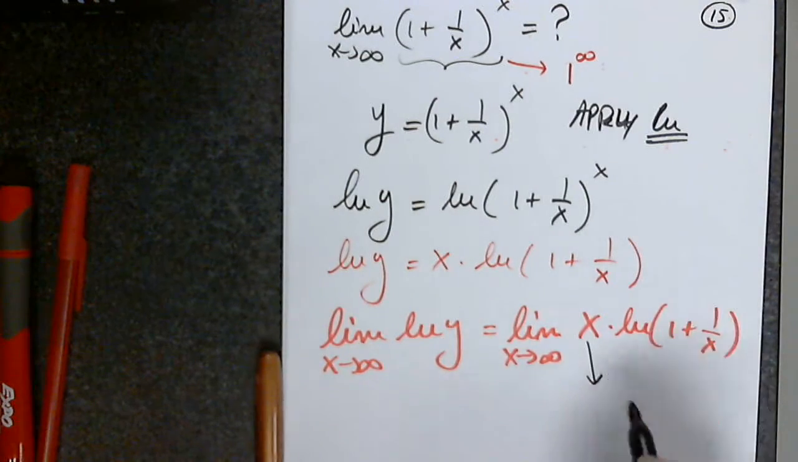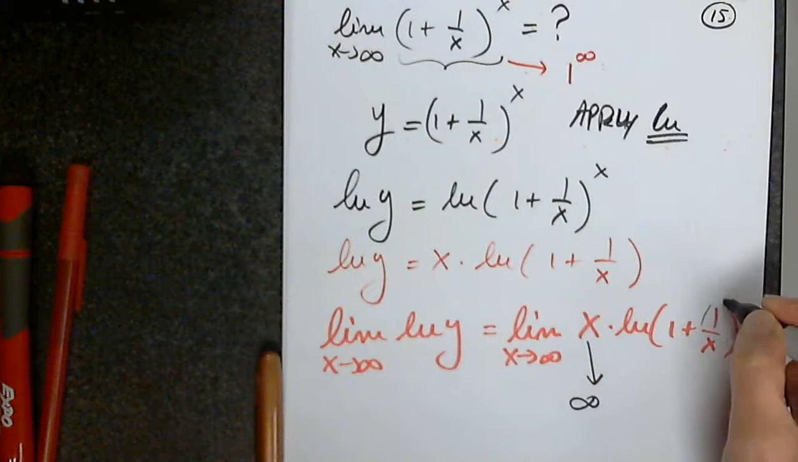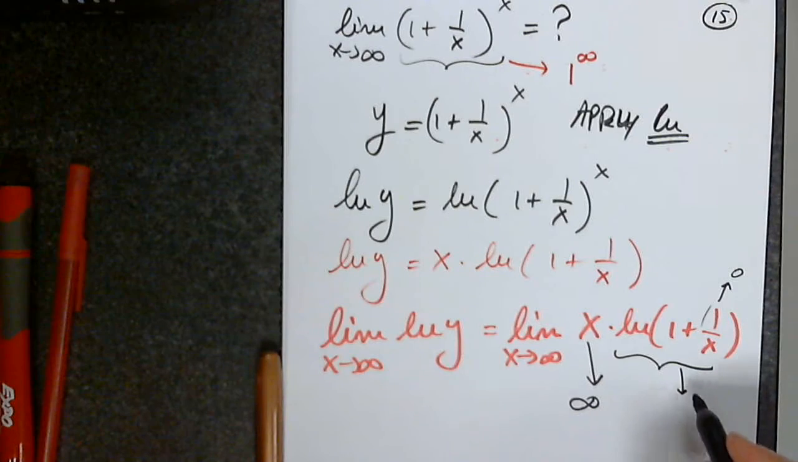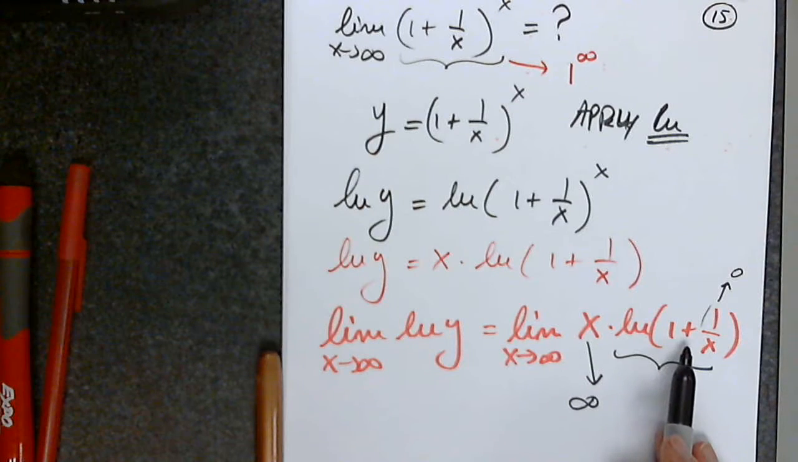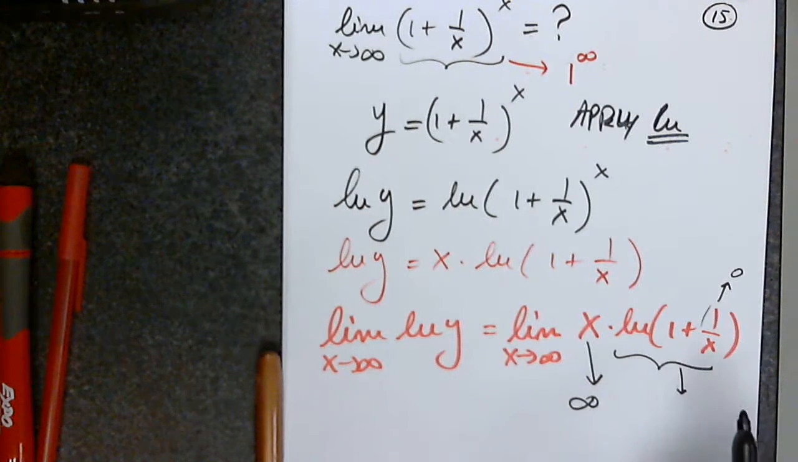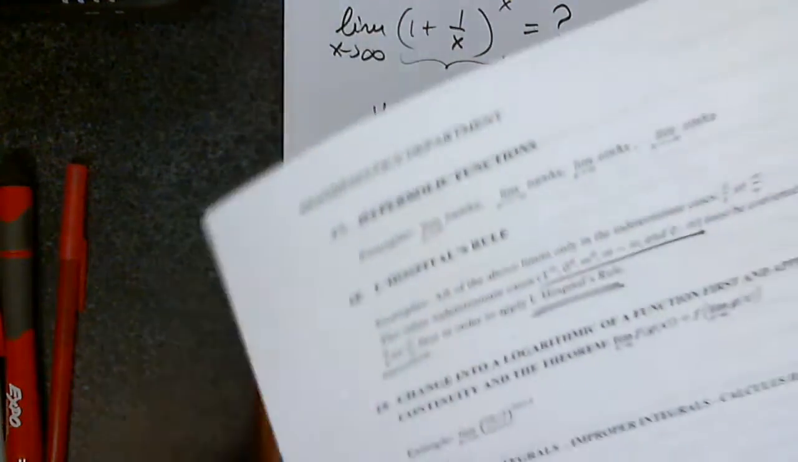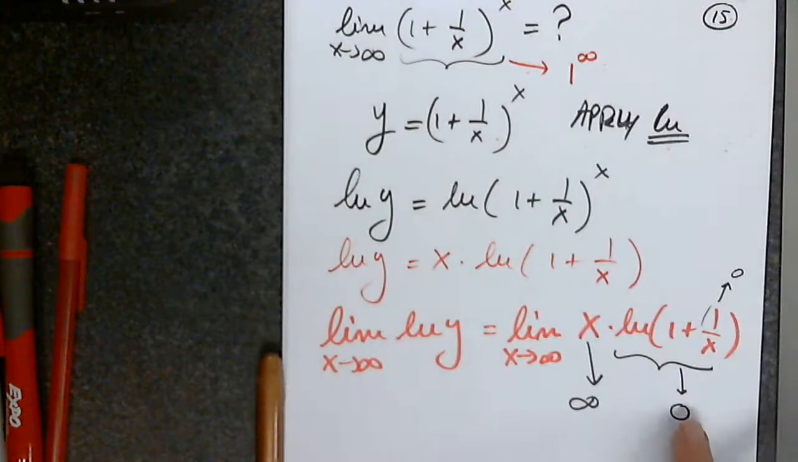So what does this approach? Good. What does this approach? Just this. Good. What does this approach then? How much is 1 plus 0? And how much is natural log 1? Natural log 1 is 0, correct? So what did you accomplish? You changed this indeterminate case from 1 to infinity into 0 times infinity.